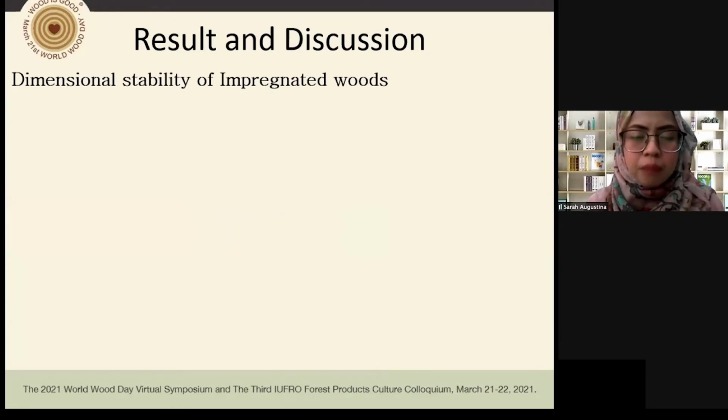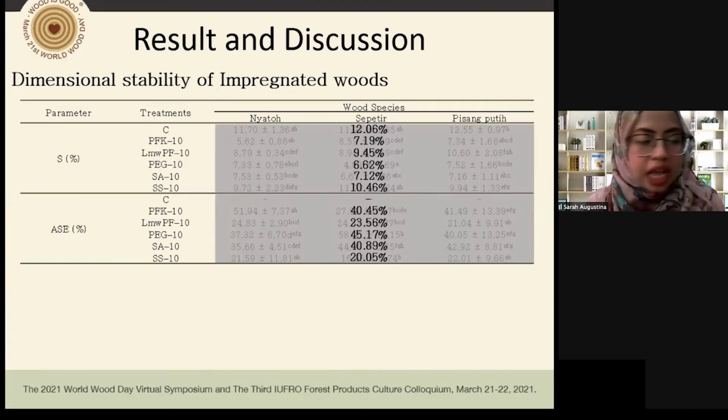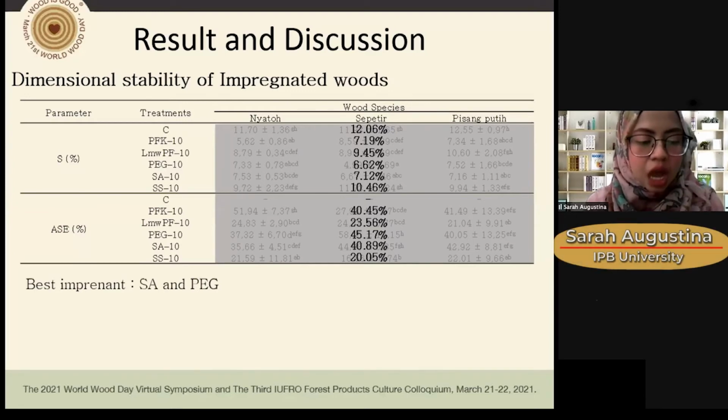The same phenomenon also occurred on coefficient of swelling value. It can be seen that PEG and SA impregnated wood had the smallest coefficient of swelling value, while SS impregnated wood had the largest. A smaller value indicated that wood didn't swell easily and showed a better dimensional stability. Thus, it can be said that PEG and SA were the best impregnating agents in terms of those values.